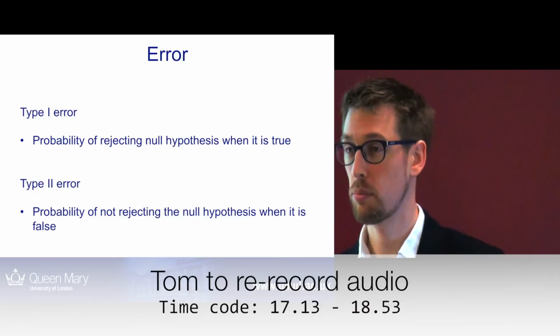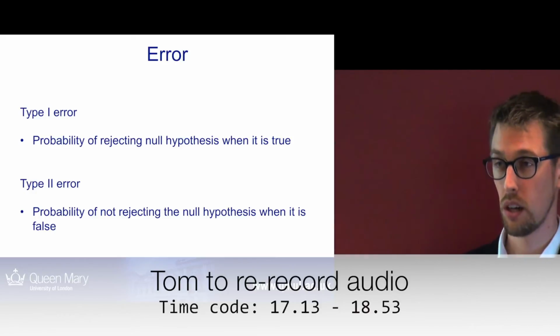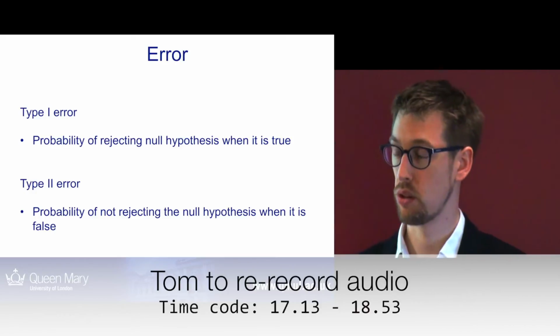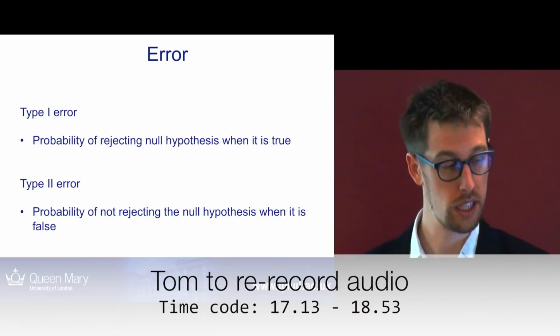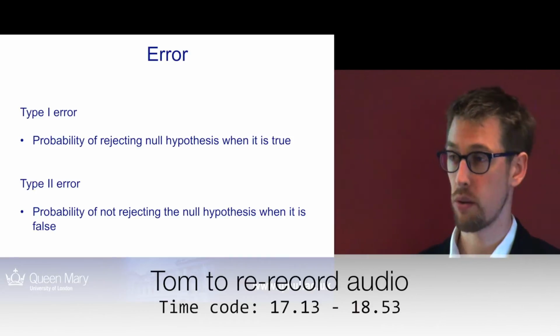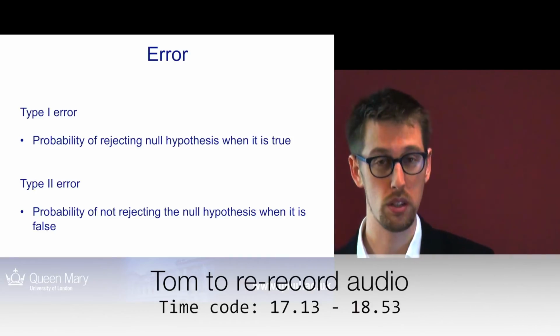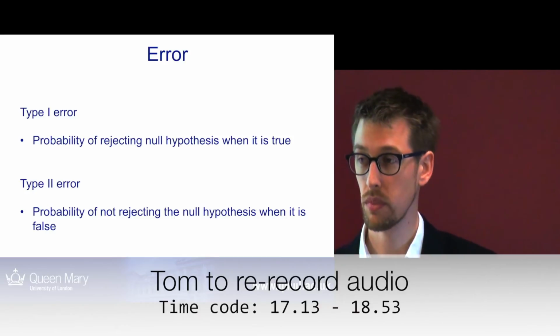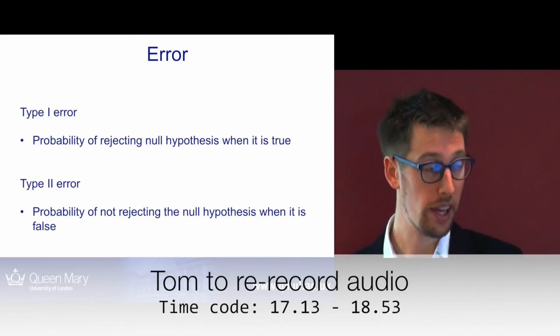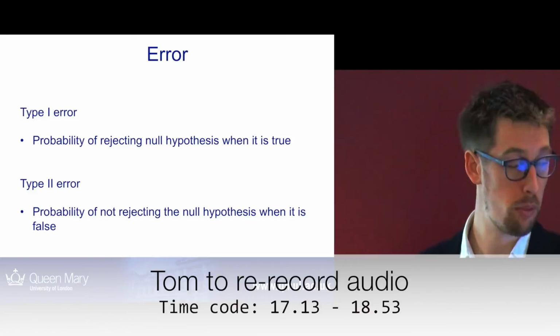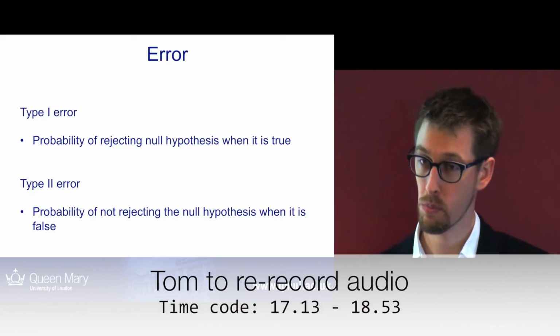So before we think about sample size, we need to think about error, and this can often be quite confusing, so forgive me if I go through it in a bit of detail. So there are two types of error, broadly speaking. You have type 1 and type 2 error. So your type 1 error is the probability of rejecting your null hypothesis when it is true.